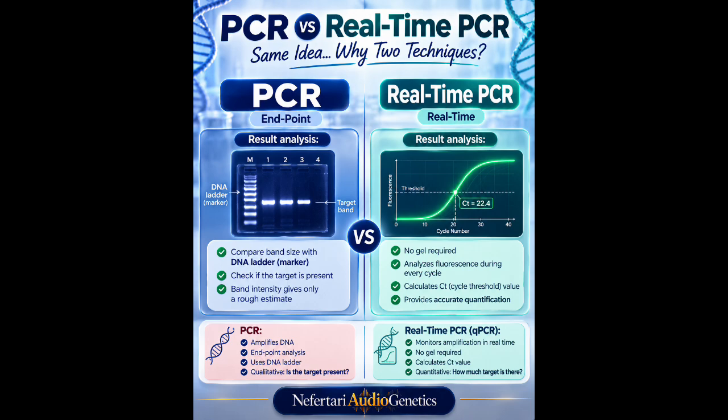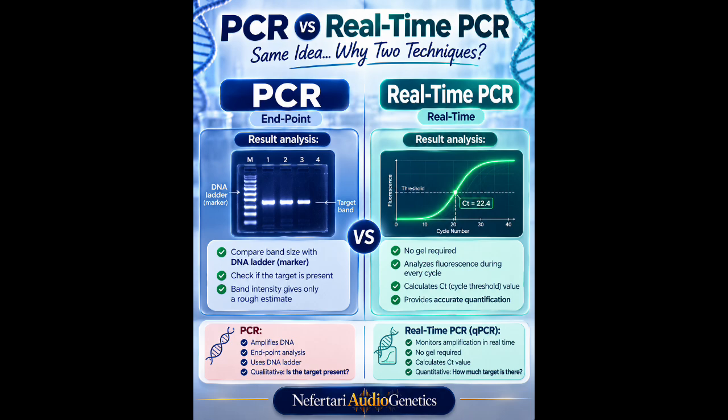One of the most important measurements in real-time PCR is the CT value. This is the cycle at which the fluorescence signal crosses a predefined threshold. The earlier the signal crosses the threshold, the lower the CT value, and a lower CT value generally indicates that more DNA target was present at the beginning of the reaction, and a higher CT usually indicates less starting DNA.